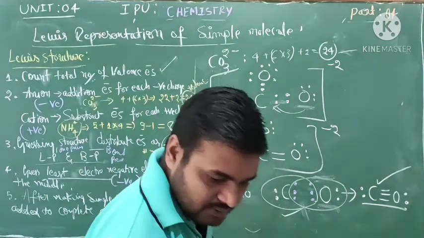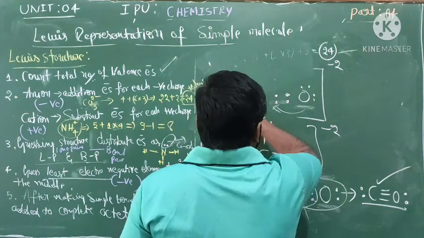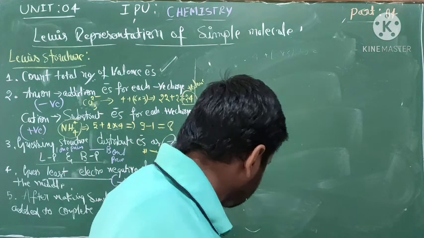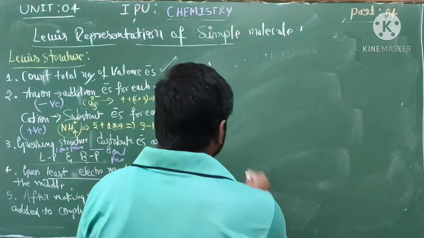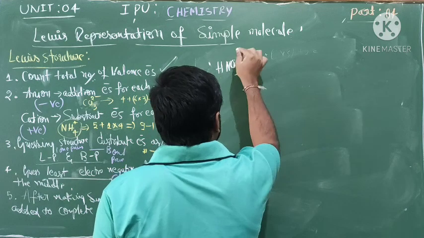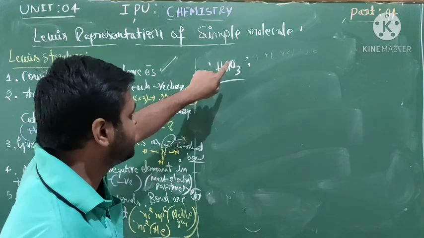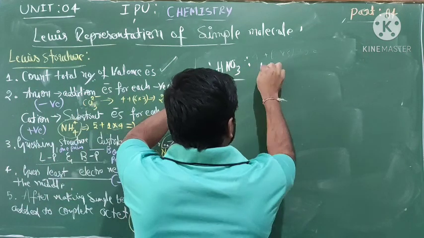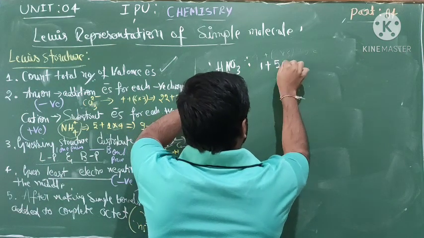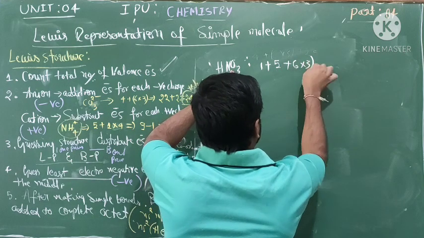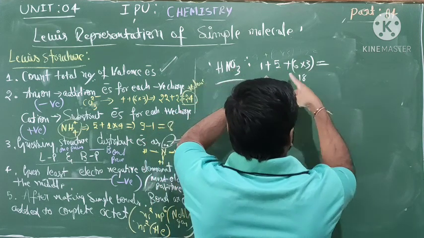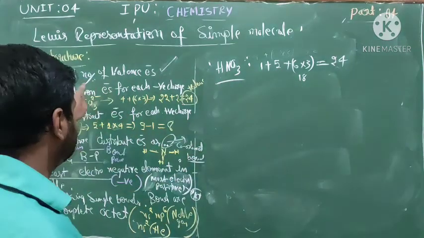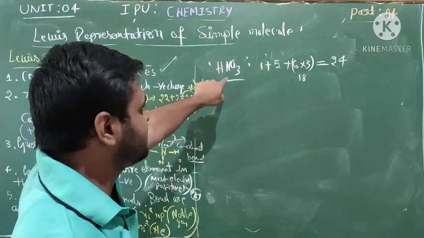So next, one more: nitric acid, HNO3. First, the number of valence electrons. Hydrogen is 1, nitrogen is 5, and oxygen is 6 times 3, which is 18. Plus 1, 19, 24. So 24 is the total number of valence electrons. There is no added charge because it's a neutral molecule.